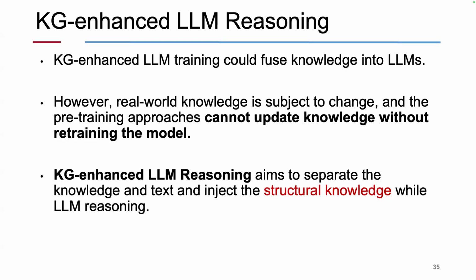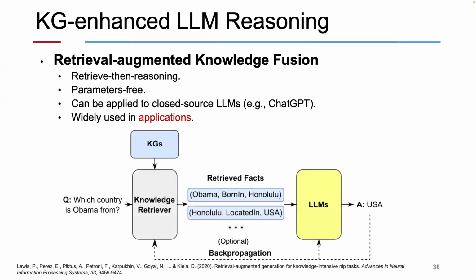In that way, basically we separate the knowledge and the LLM into two parts, and then we inject this knowledge into the LLM during the reasoning, which is also known as retrieval augmented knowledge fusion. They usually follow a retrieval-then-reasoning paradigm. Here we have the knowledge graph, a knowledge retriever, and a separate large language model. Given a user's question, we usually utilize our knowledge retriever to retrieve knowledge from the knowledge graph, for instance some triples that can represent certain factual knowledge.